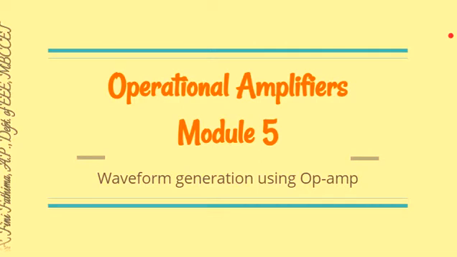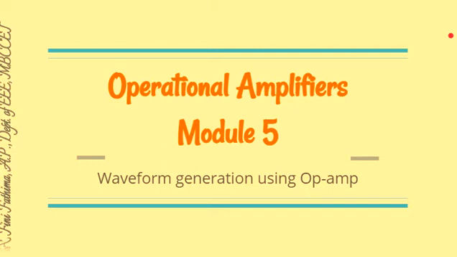Now we are going to deal with the second portion of our module 5, that is waveform generation using Opamp. Opamp can be used to generate different types of waveforms such as square wave, triangular wave, rectangular waveforms, ramp or sweep waveform. We can use op-amps to generate different types of waveforms.